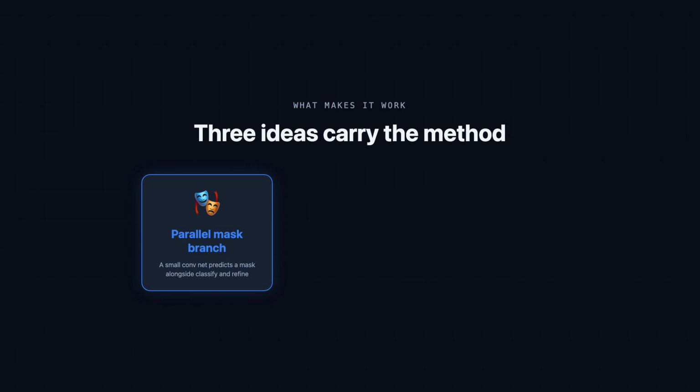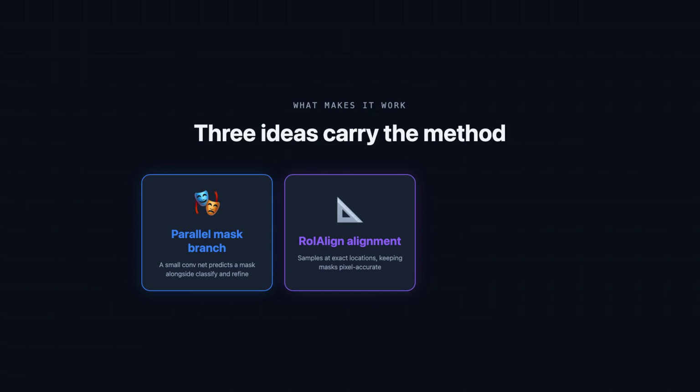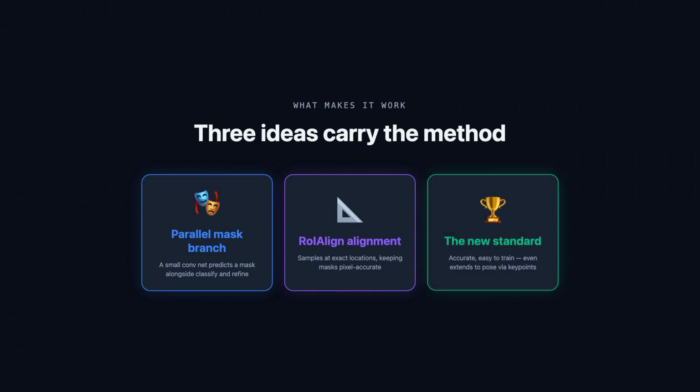RoIAlign preserves alignment. The old ROI pooling rounded coordinates to the feature grid, which quietly blurs the fine detail a mask needs. Sampling at exact locations with interpolation instead keeps everything pixel accurate, and that single change is what made the mask sharp. A new standard, accurate, flexible, and easy to train.